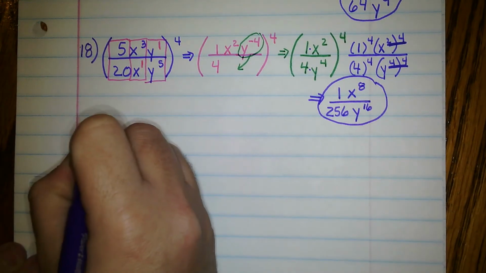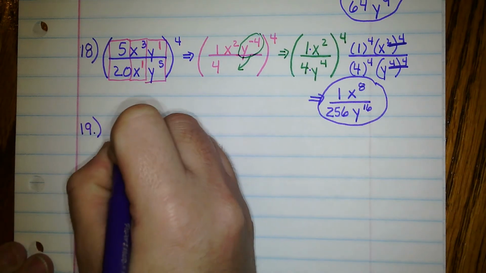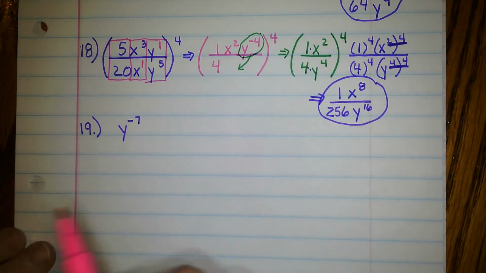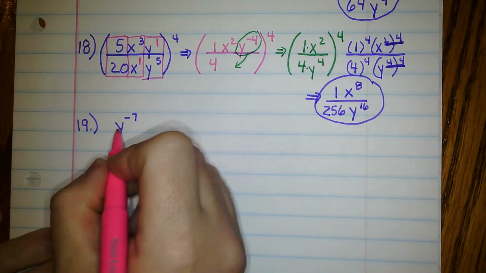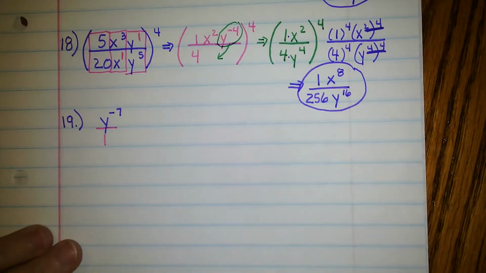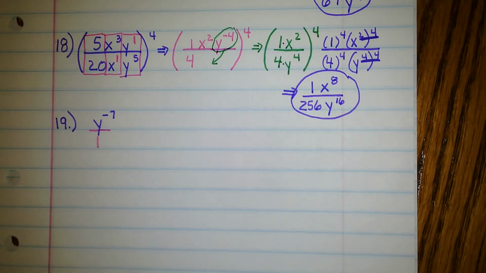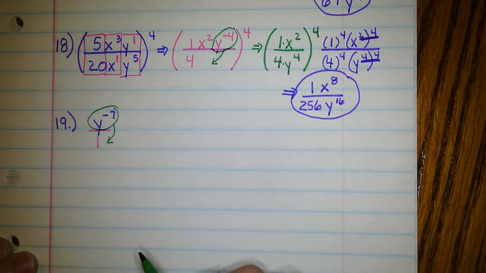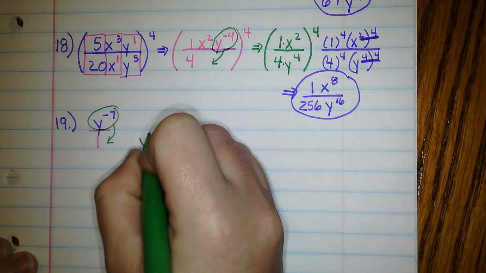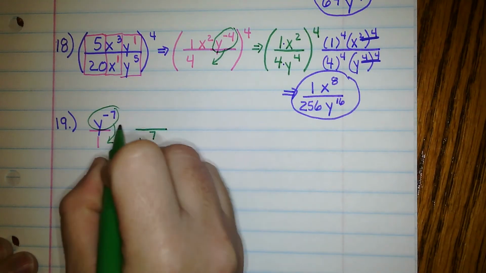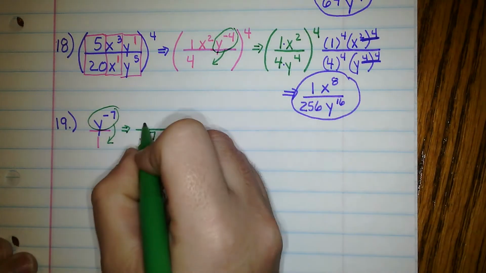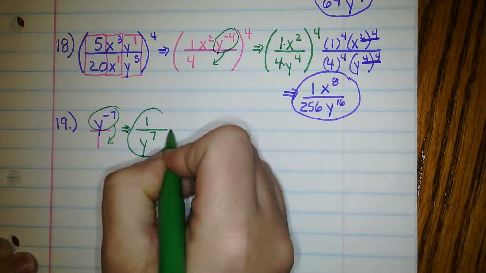Number 19 is a negative exponent. It's just y to the -7. So what you need to realize is that negative exponents need to have their position changed. So this is really y over 1. In order to make a positive exponent, we are going to take it and move it downstairs. So that means that we're going to have y to the +7th downstairs. And that also means that the 1, that's the coefficient in front of y, stays upstairs. So this is your final answer.